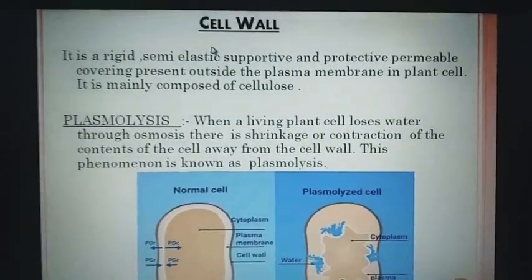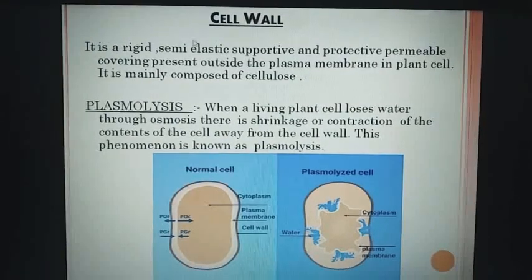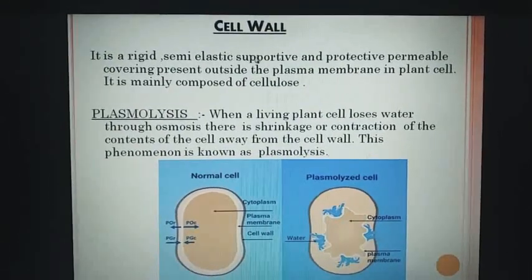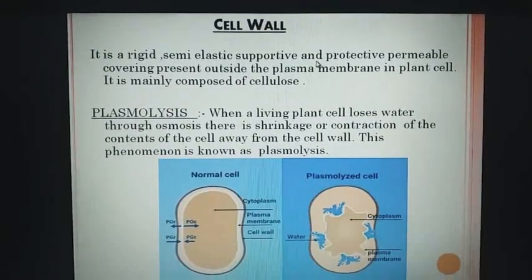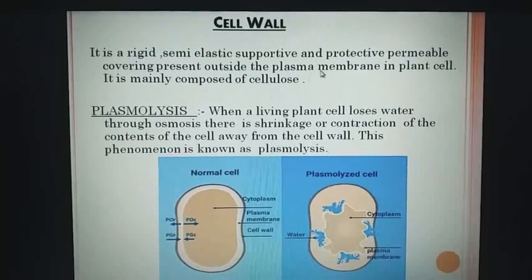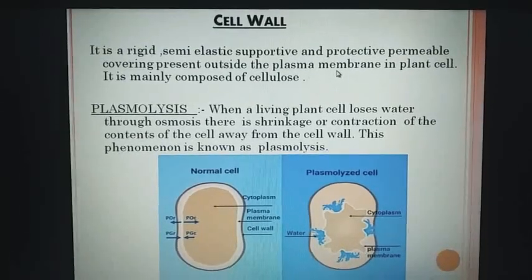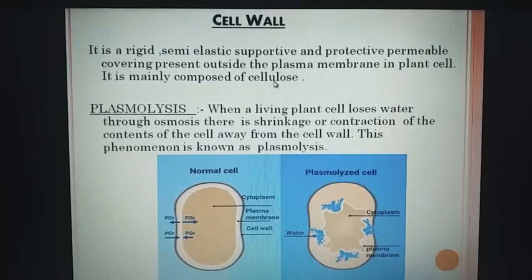Now the next topic that we have to study is the cell wall. Cell wall is a rigid, semi-elastic, supportive and protective permeable covering present outside the plasma membrane in plant cells. It is mainly composed of cellulose.